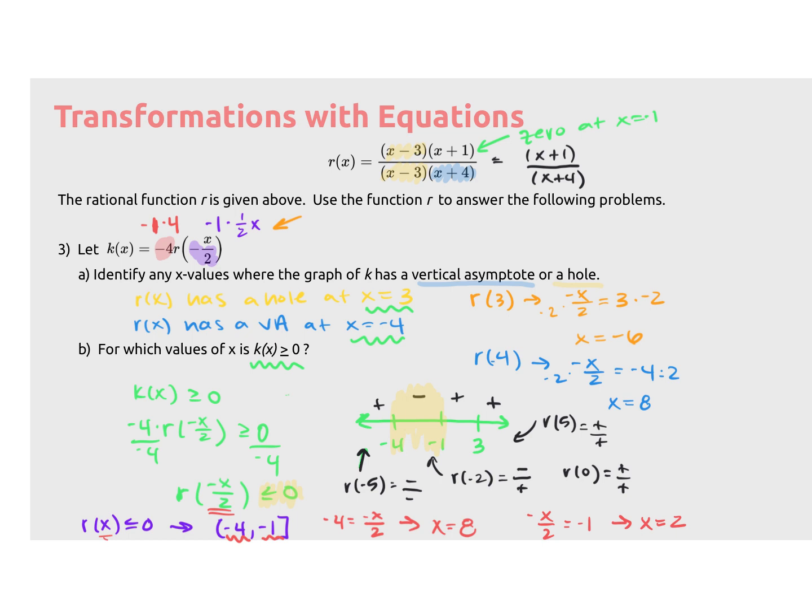So my solution for k of x, originally we were looking for where it's greater than or equal to 0 before we undid some of those vertical transformations, would be from +2 to 8. The +2 is included because that was the value that came from the 0, the -1, where the 0 moved to. 8 would not be included because that's where my vertical asymptote would be, and I never want to include the vertical asymptotes as part of my solution.